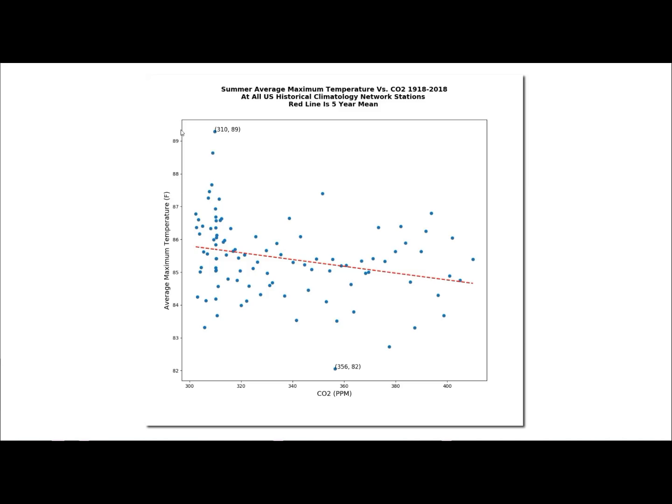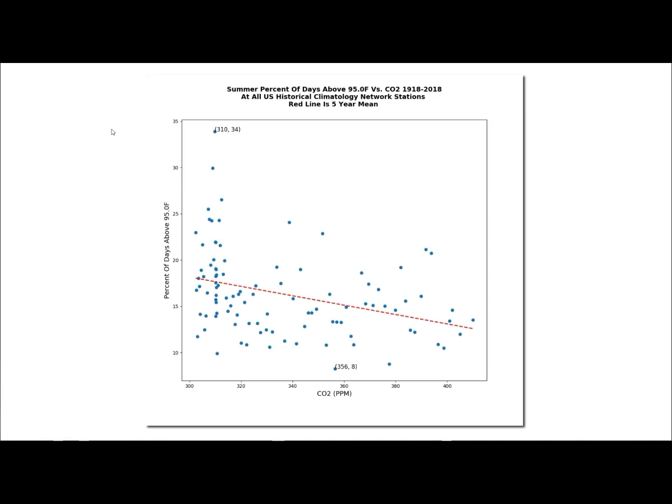This graph plots the average summer maximum temperature in the U.S. on the y-axis versus atmospheric carbon dioxide on the x-axis. You can see that as carbon dioxide has increased, summer maximum temperatures have been decreasing, and that in fact U.S. summer maximum temperatures peaked when carbon dioxide was 310 parts per million. Now let's look at the percent of days in summer above 95 degrees versus atmospheric carbon dioxide. When CO2 was 310 parts per million, 34% of days were above 95 degrees. Now we're down below 15% with CO2 above 400 parts per million. As atmospheric CO2 has increased, the frequency of hot days has decreased.